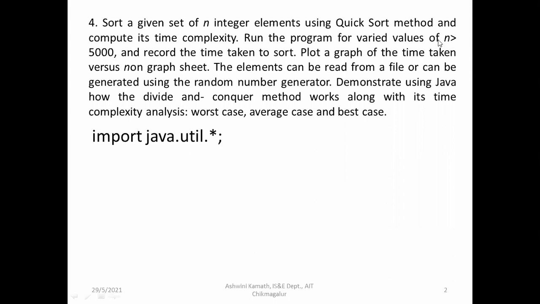So first line, it is import java.util.star. I told you it's a Java utility package. We are going to include this in our program to use the Scanner class and the Random class. Scanner class is used to read the input from the keyboard and Random class is used to generate the numbers randomly for the sorting method.